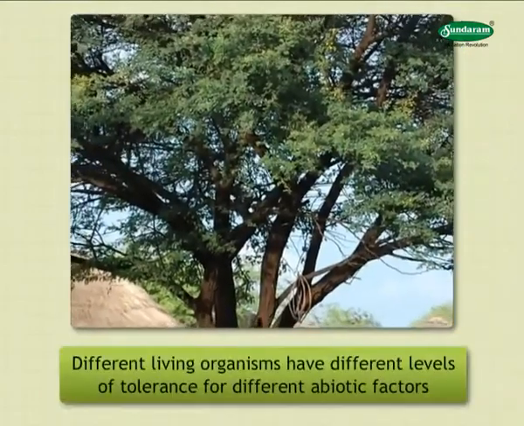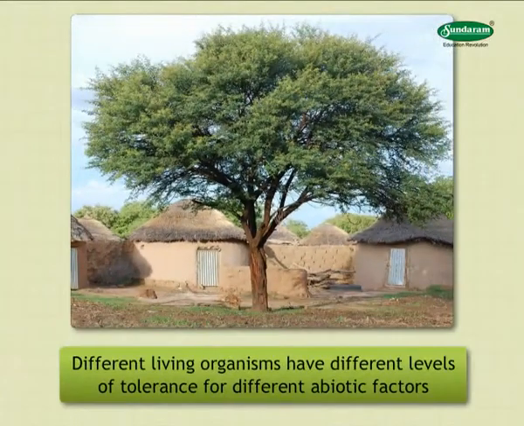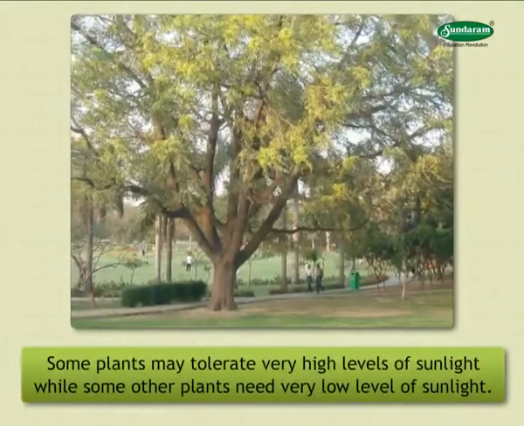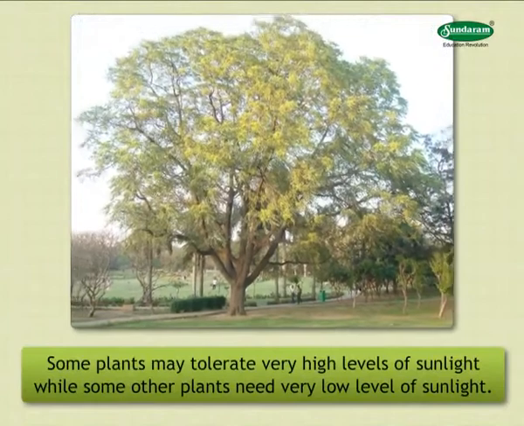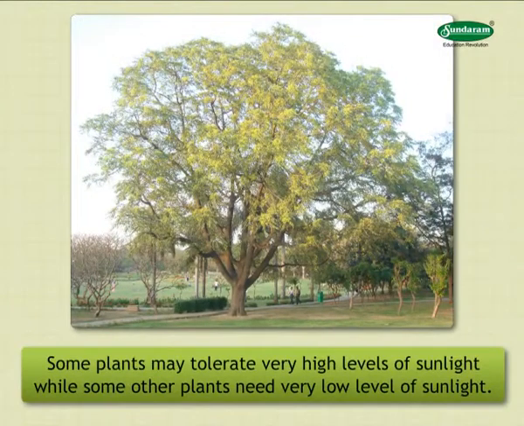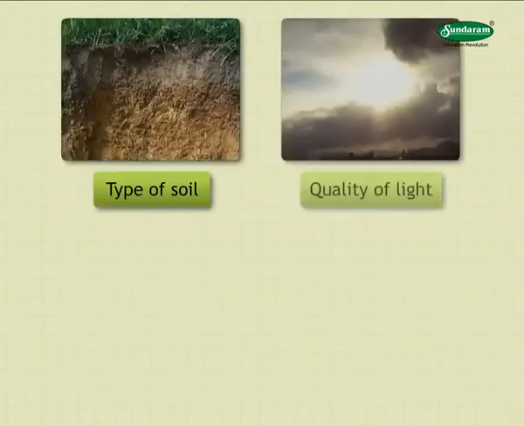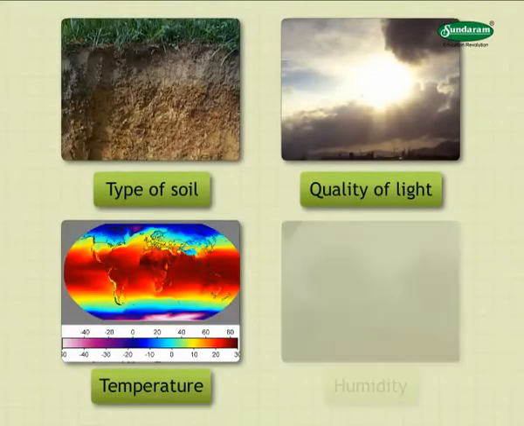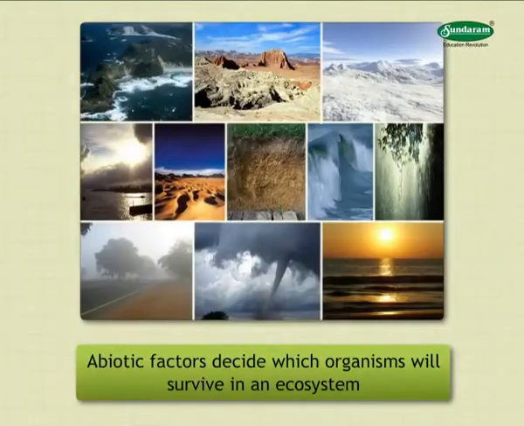Also, different living organisms have different levels of tolerance for different abiotic factors. Some plants may tolerate very high levels of sunlight, while some other plants need very low level of sunlight. Thus, every abiotic factor in a given ecosystem, like type of soil, quality of light, temperature, humidity, and so on, affect the biotic factors in that ecosystem.